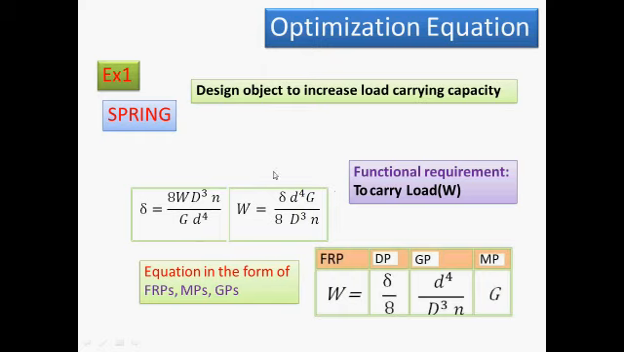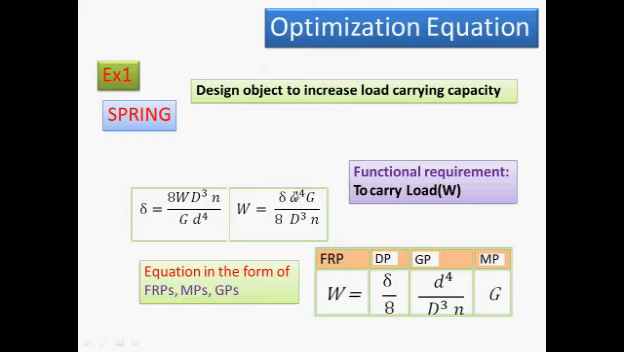Here we are going to classify, we are going to separate. Our main optimization parameter is to increase load carrying capacity, that is the functional requirement parameter, W. What we need to do is increase deflection so that W will increase, which is desirable. That's why delta is a desirable effect parameter.